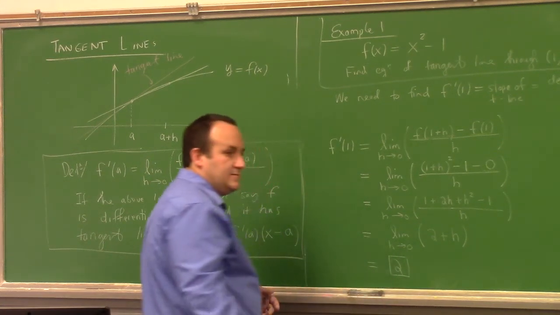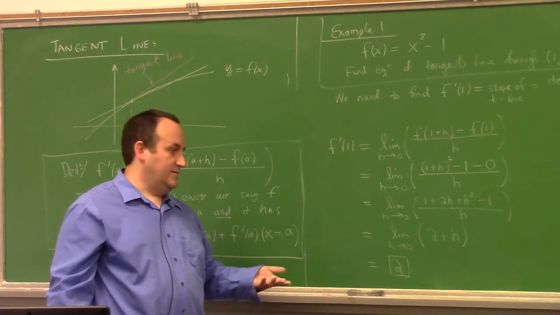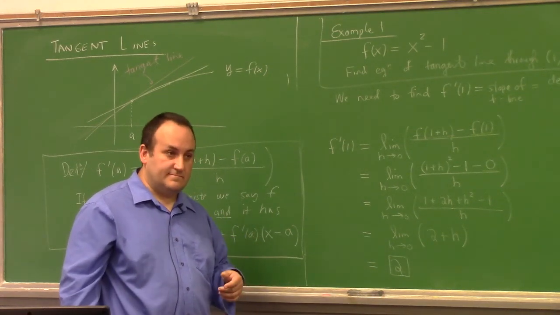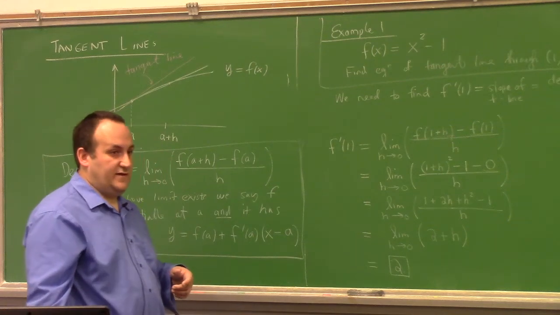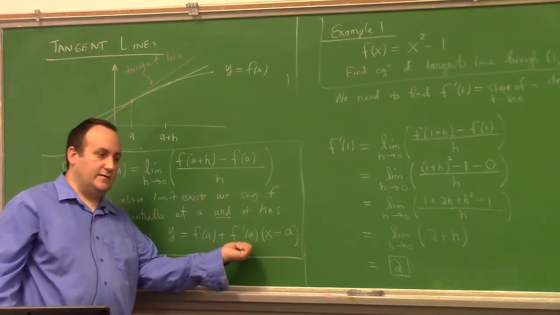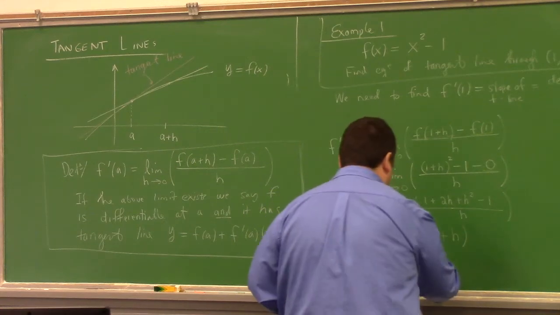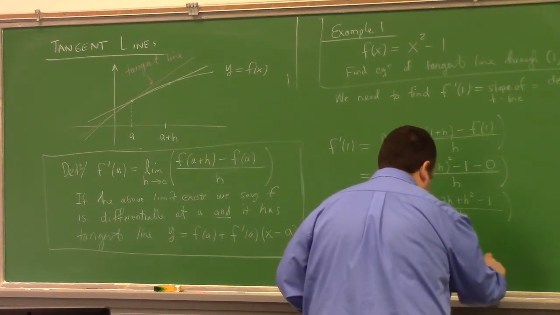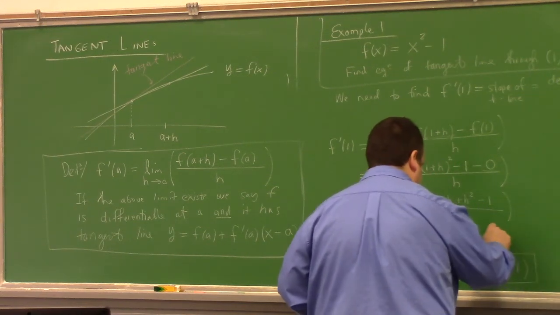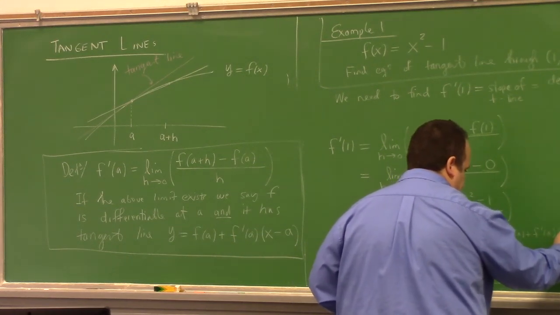Now, that's not the answer. That's part of the answer. I asked what the equation of the tangent line was, right? So we know this much. The slope of the tangent line is 2. So how do I find the equation of the tangent line? Well, go back to how I defined it right here. I'm supposed to take f of 1 plus f prime of 1 times x minus 1, right? So this tells me that y is equal to 2 times x minus 1 is the equation of the tangent line. Because remember, we use y equals f of a plus f prime of a times x minus a.